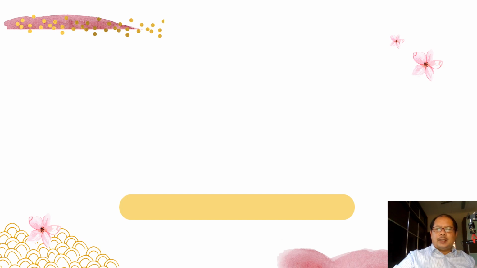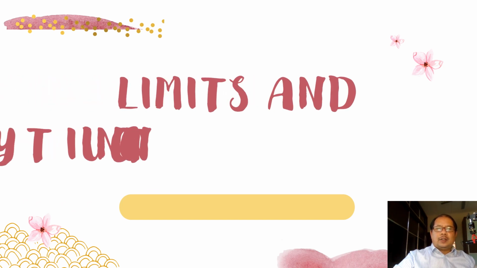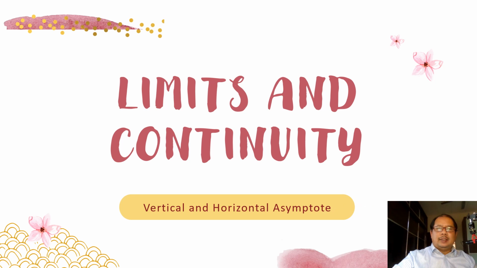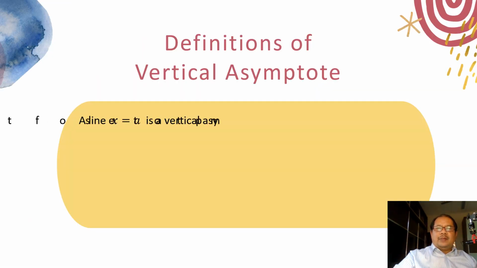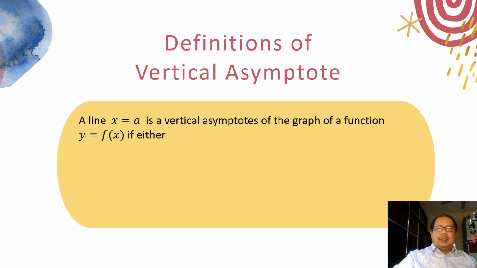How are you today? We continue our lesson about limit and continuity, subtopics vertical and horizontal asymptote. Our objective today: first, find the vertical asymptote. Second, find the horizontal asymptote. Definition of vertical asymptote.